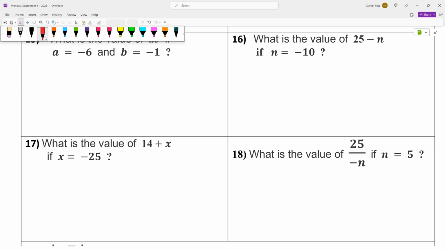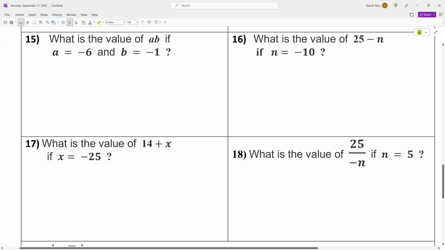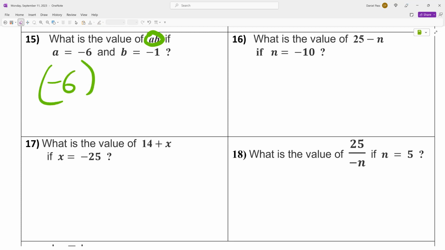Okay, so the first thing we want to do is see that the variables are next to each other, which means it's multiplication. Very good. So negative 6 times negative 1. Okay. How do we do that?